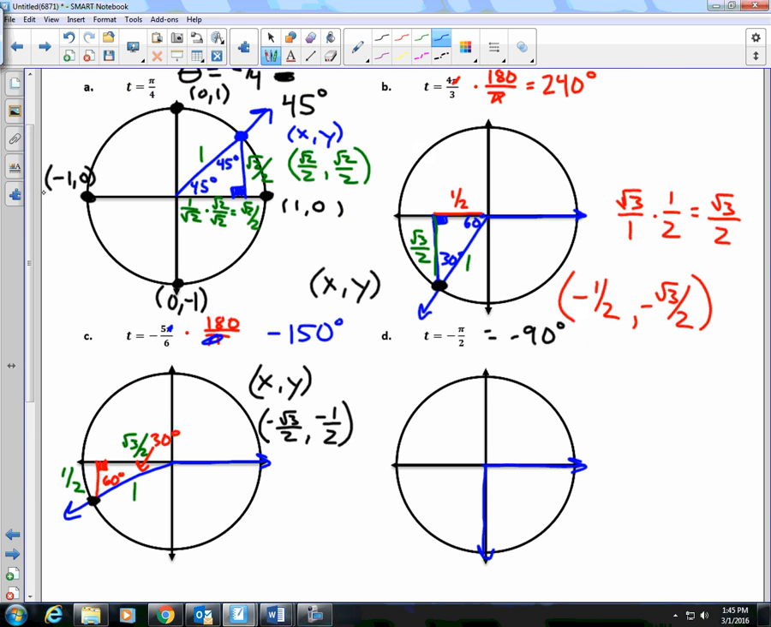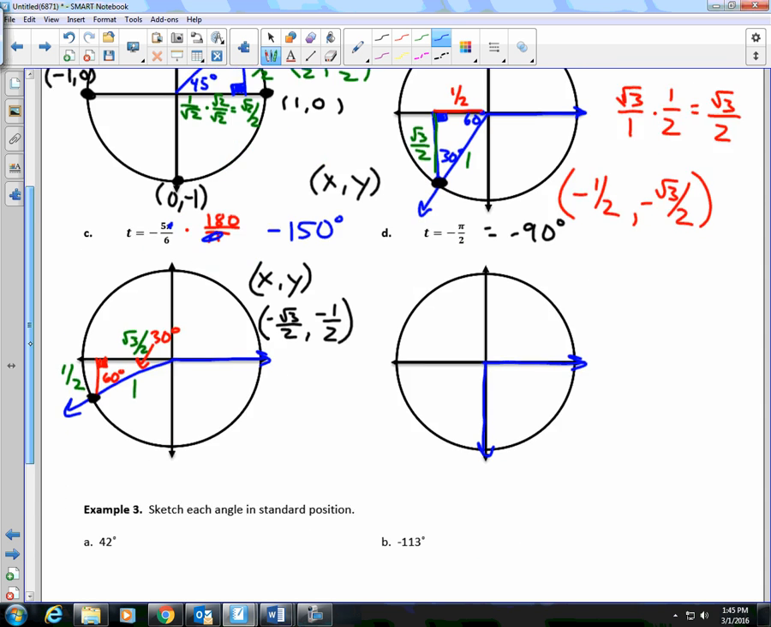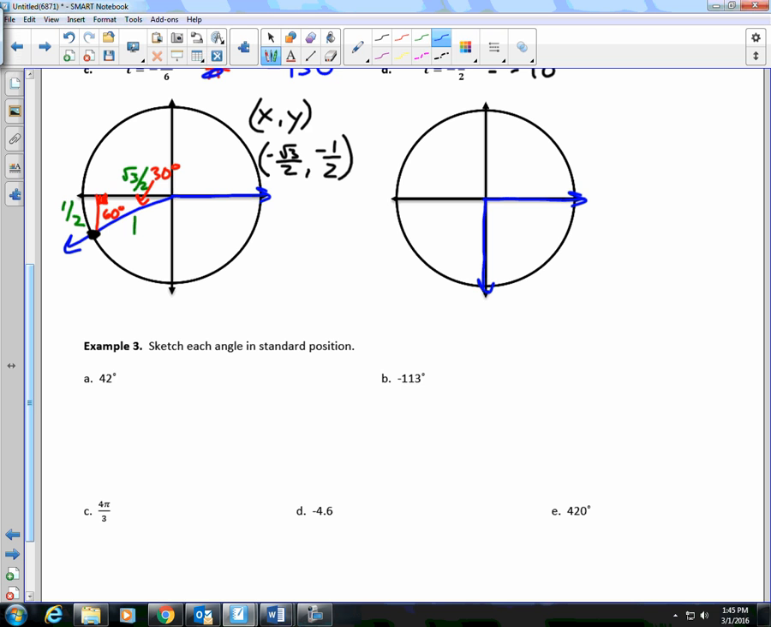Look at this. Didn't we already determine the point of all those axes? Like if you fall on the x-axis or y-axis, we already know the point, don't we? What's this coordinate right here? 0, negative 1. Easy peasy, lemon squeezy. Done. See how nice that was?